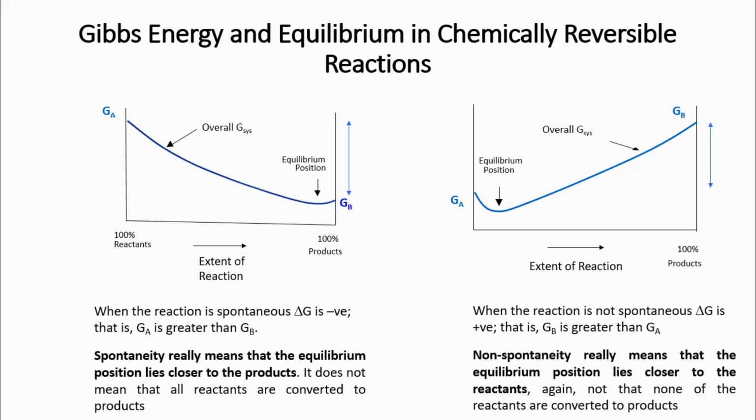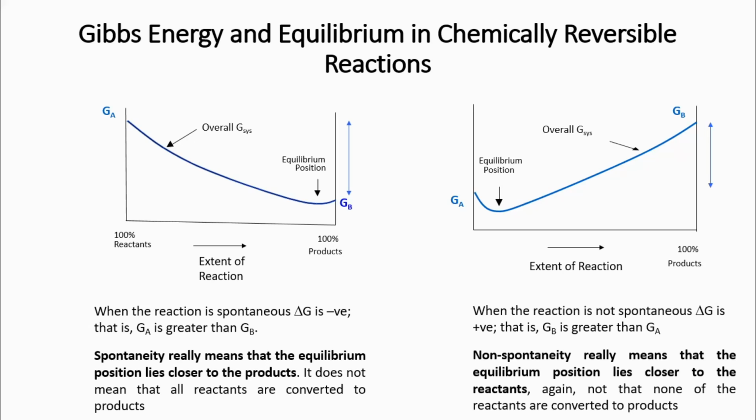So when you say GB minus GA, which is product minus reactant, you'll get a negative value, and this indicates that the reaction is spontaneous, because we discussed previously that whenever the free energy change for a process is negative, this indicates a spontaneous process. This tells us something. It means that the equilibrium position lies closer to the product side for a spontaneous reaction. Of course, it does not mean that all reactants or all of the reacting species have been converted to products, because in an equilibrium situation, you'll always have a mixture of reactants and products, but the equilibrium position lies closer towards the product side. That is, you'll always have more products than reactants in a spontaneous reaction.